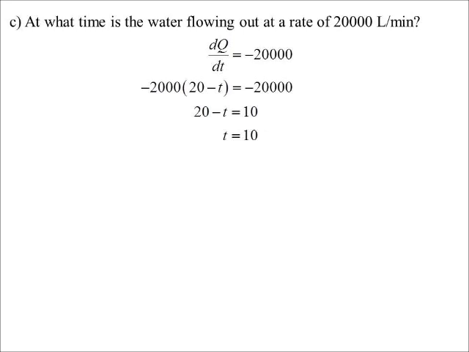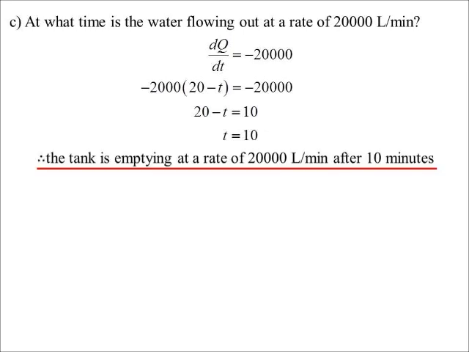Notice I set the derivative at negative 20,000, not 20,000, because negative implies decreasing, it's going down. So if it's flowing out, that volume is decreasing. So I want a negative.